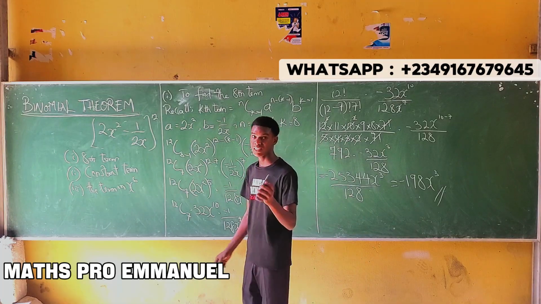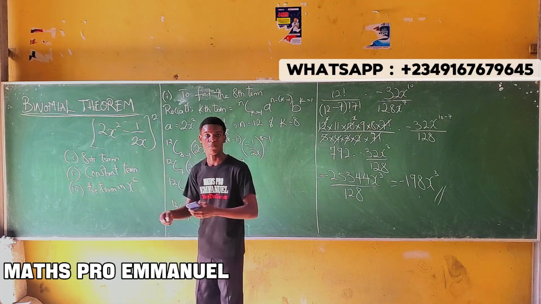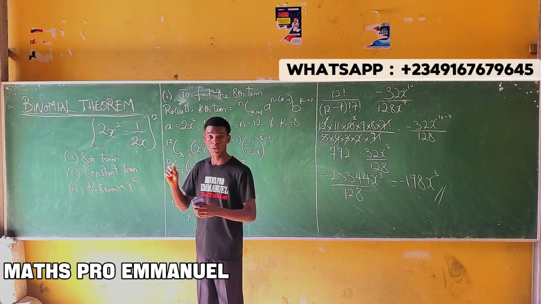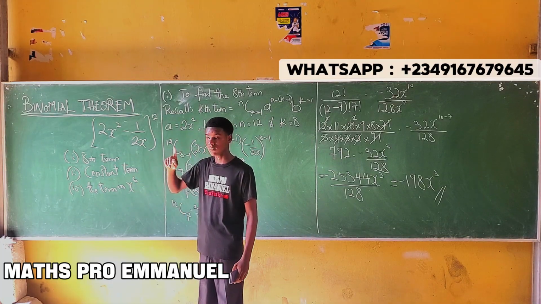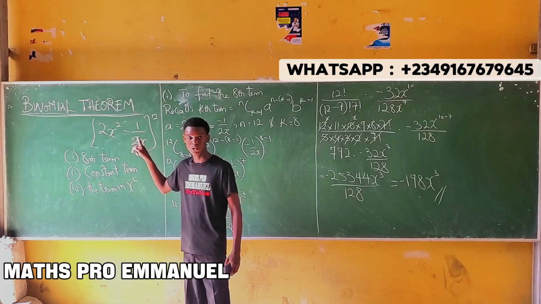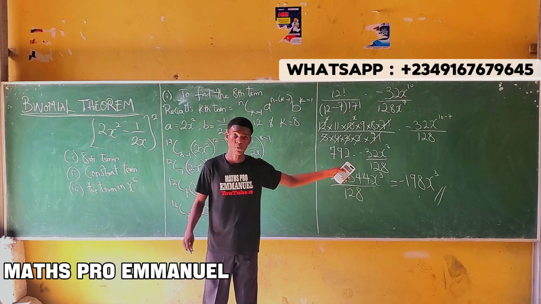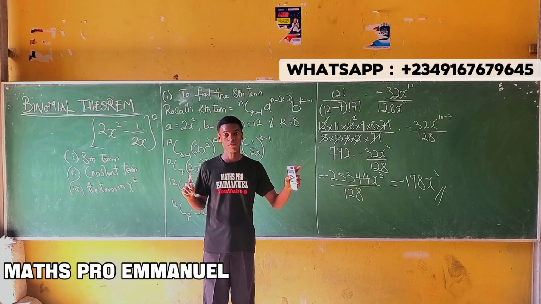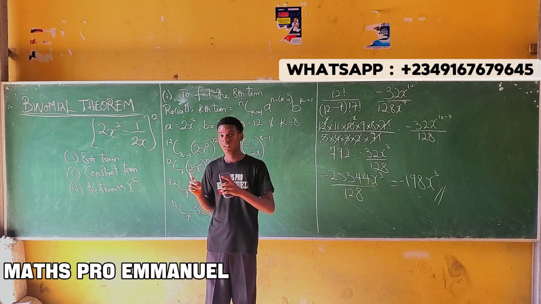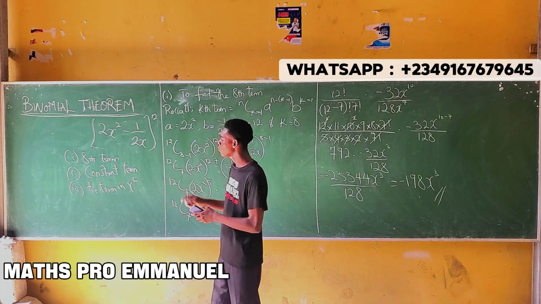Now if you observe, like I said before, when they say find the 8th term, 7th term, 6th term, 4th term, 3rd term, it's different from when they say find the term in x raised to the power of 6. If you observe now, the 8th term of this expansion is now the term in x raised to the power of 3. So it's different from when they say find the 4th term or 8th term or any stuff like that. Now let's move to the next one.